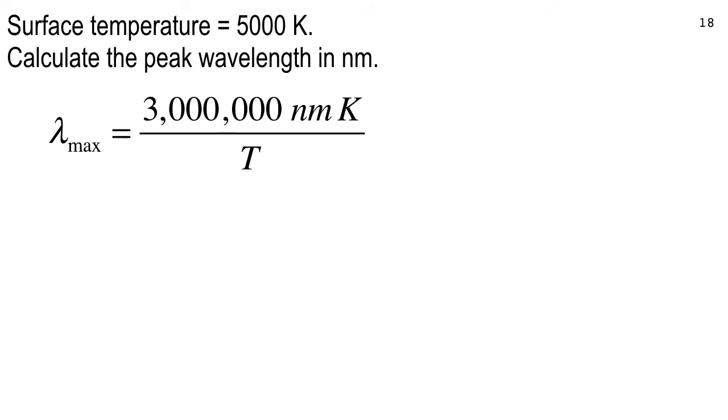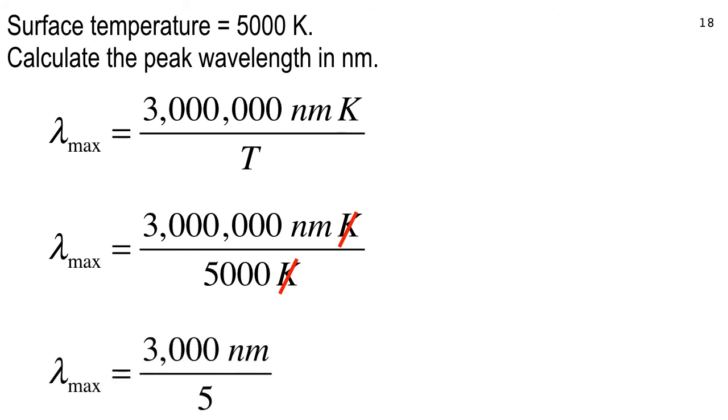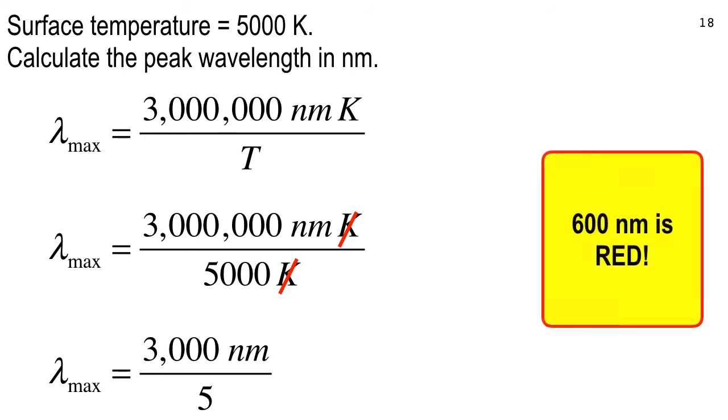Here's how you can start it. There's our Wien's law, 3 million nanometer Kelvin divided by temperature. If you put a Kelvin temperature in the denominator, your answer is going to be in nanometers. So let's put 5,000 down there in the denominator. The kelvins cancel out. The nanometer in the numerator doesn't cancel out, but that's all right because you want nanometers for your wavelength. A wavelength is a distance. Now you can cancel 3 zeros, top and bottom. That's like 6th grade, but it's pretty easy. Then you just do 3,000 divided by 5, and that's 600 nanometers.